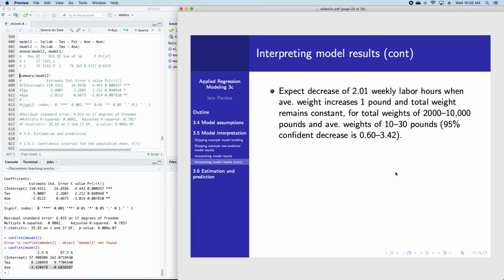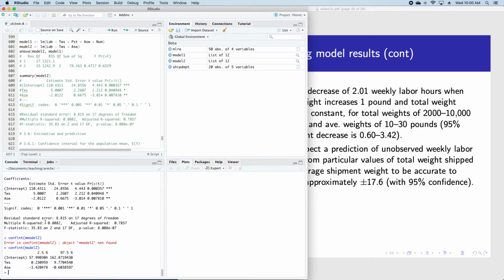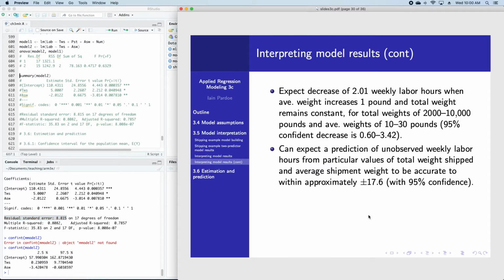Okay, what else can we interpret here? We could look at the regression standard error, which R calls a residual standard error, 8.815. The way that we interpret that number is to double it. So we get 17.6, and then we can say that we expect a prediction of unobserved weekly labor hours from particular values of total weight shipped and average shipment weight to be accurate to within approximately plus or minus 17.6 with 95% confidence. Okay, it's giving us a very rough prediction interval.